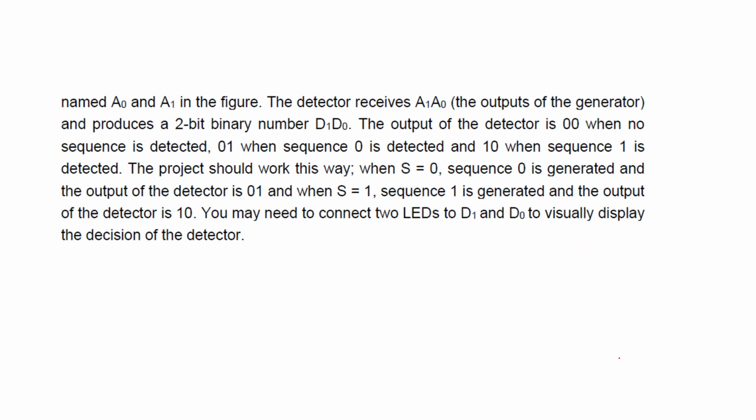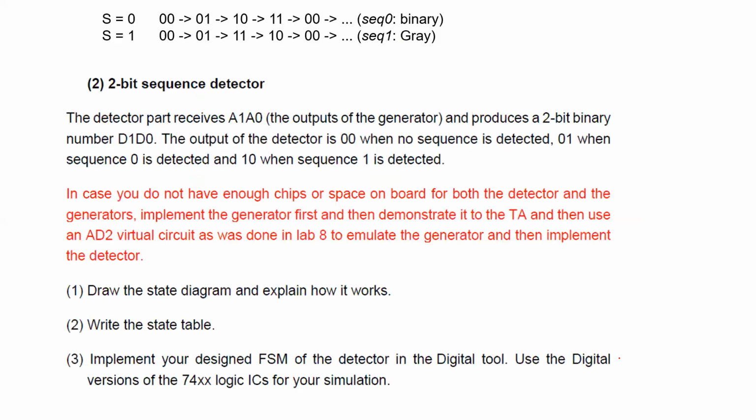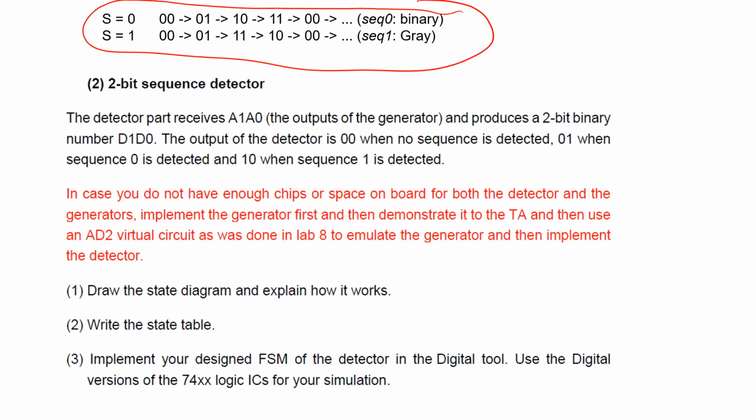that's what I'm telling you here. We created two sequences, as you see here. This is from the generator. This sequence is sequence number 0, which generates numbers in binary. This one is what we call Gray code, so this is sequence number 1. The generator is going to generate either sequence number 0 or sequence number 1.